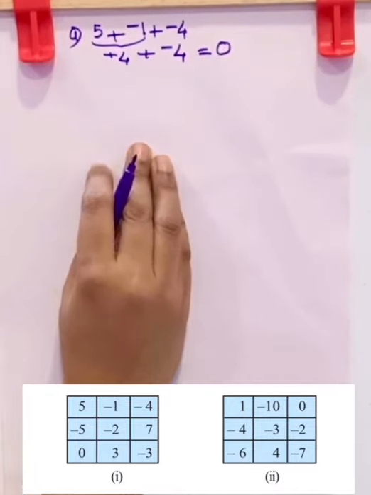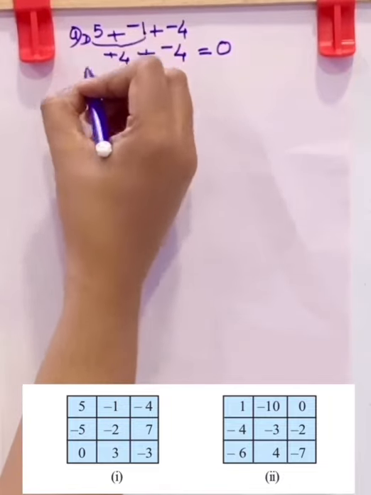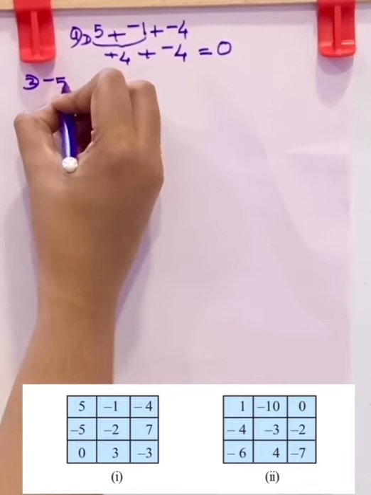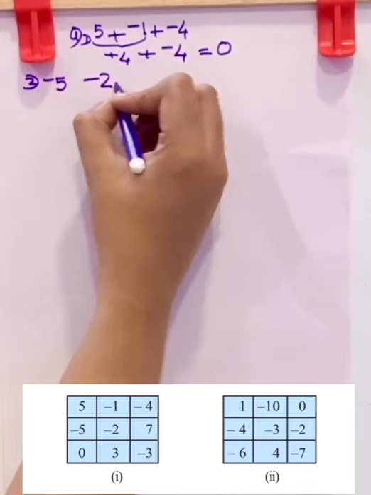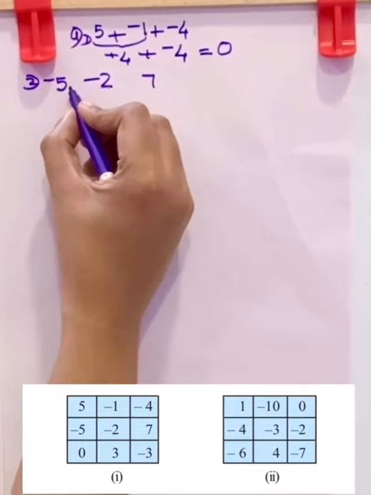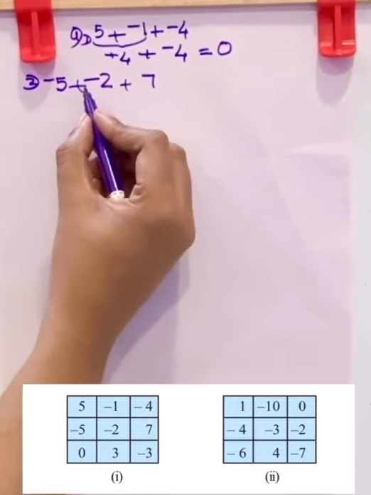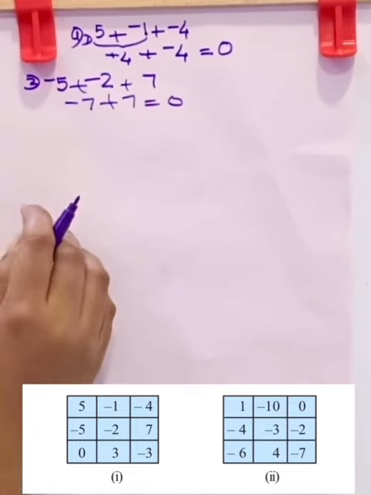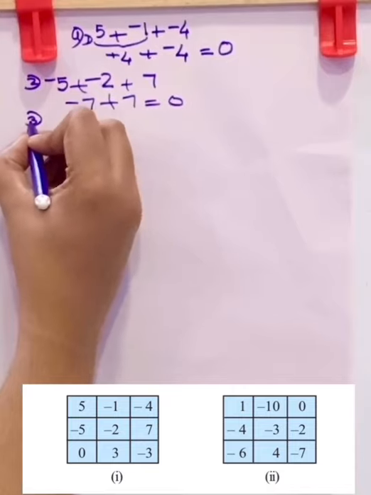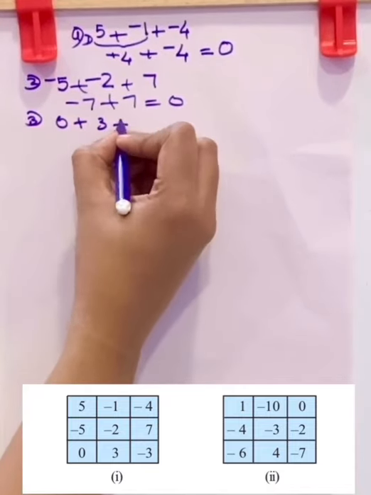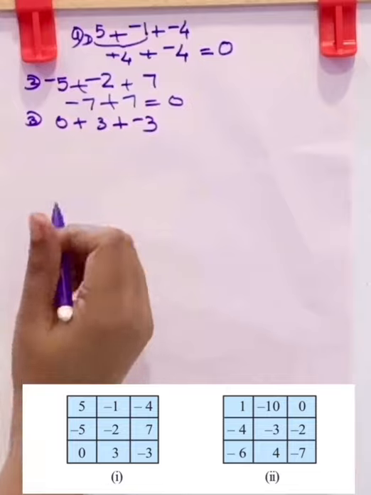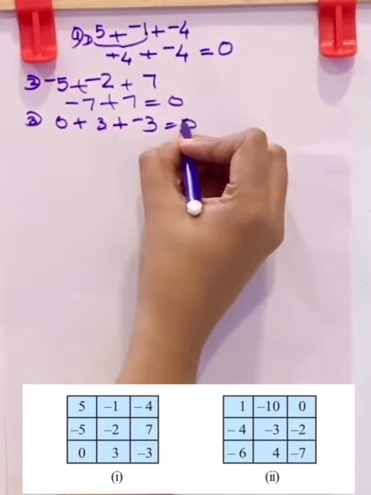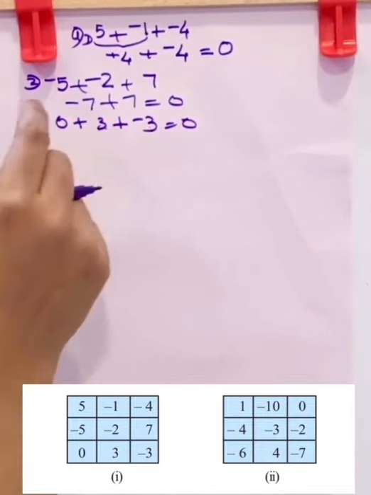Now, next row. This is the first row of the first square. Now, next row we have numbers minus 5, minus 2 and 7. Here, minus 5 plus minus 2 is minus 7 plus 7. The answer is again 0. Third one, 0 plus 3 plus minus 3. 3 plus minus 3 is 0. 0 plus 0 is 0. Now, these are all rows.